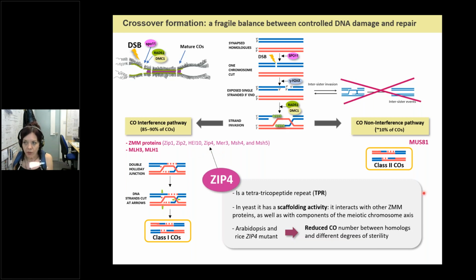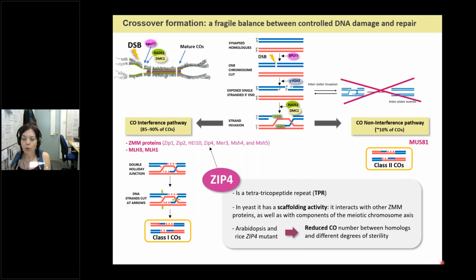Now, the exact molecular mechanism of how ZIP4 really works is not known in any species, as happens with many meiotic proteins. However, it has been recently shown in yeast that ZIP4 could be acting as a scaffold protein, facilitating physical interaction between components of the chromosome axis and the recombination machinery. So it could be acting as a hub, connecting crossover formation and synaptonemal complex assembly. And also ZIP4 mutants have been obtained in several diploid species, and they all show a huge decrease in the number of crossovers, and they are mostly sterile.